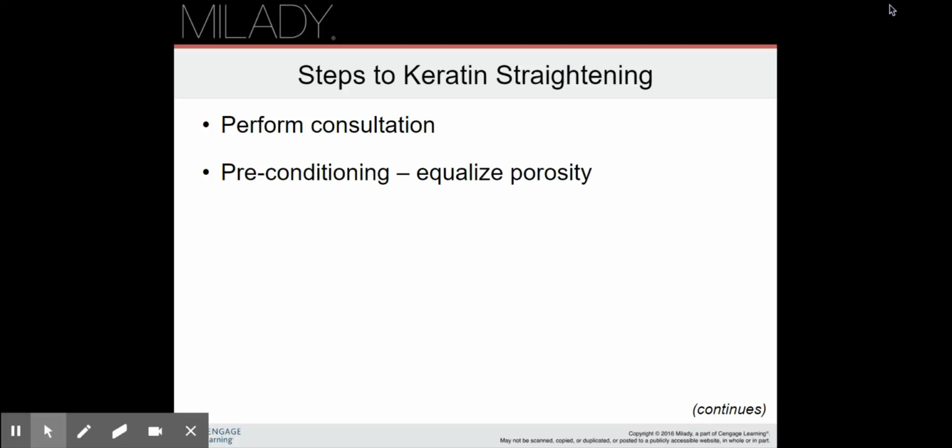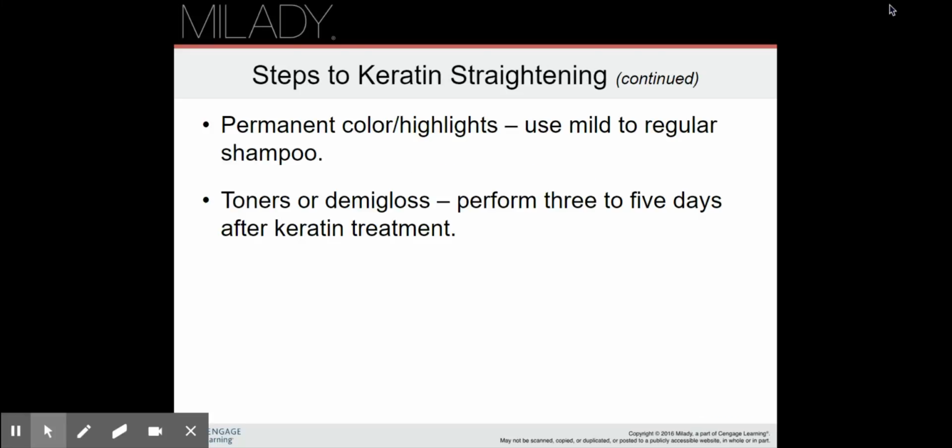Steps to keratin straightening: first, you're going to do the very important consultation, and then your preconditioning, and you're going to equalize the porosity. If the hair has permanent color or highlights, you're going to use a mild to regular shampoo. If the hair has toners or demi-gloss, you're going to perform that 3 to 5 days after the keratin treatment.